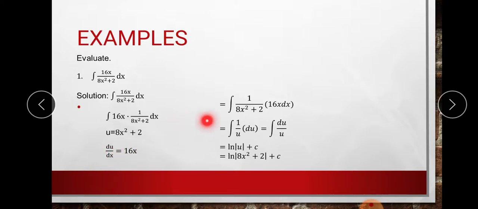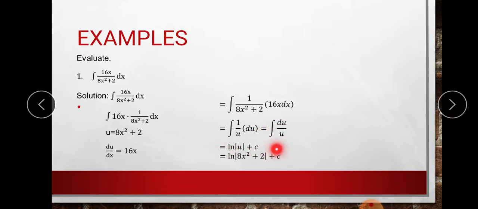Then we go back to our integral. The integral of 1 over 8x squared plus 2 times 16x dx equals the integral of 1 over u. Because 8x squared plus 2 is equal to u, we put u here, and 16x dx is equal to du, so we put du here. So we have the integral of du over u.